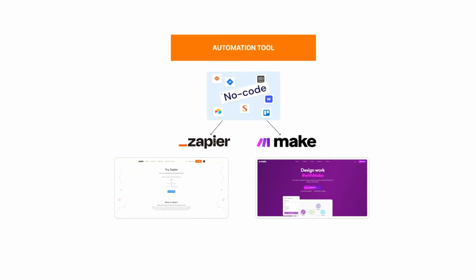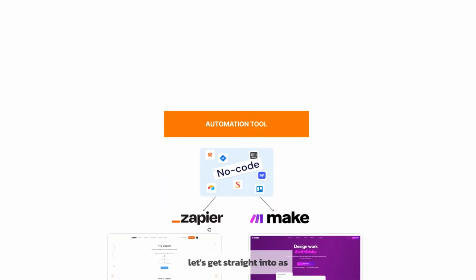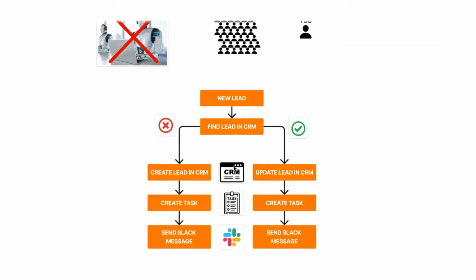For this example, we're going to continue using Zapier just because it is a bit more beginner friendly, but we're more than happy to use Make. We use both of these every single day, so to us it doesn't really make a difference. Let's get straight into Zapier to actually build some sort of model for this automation.